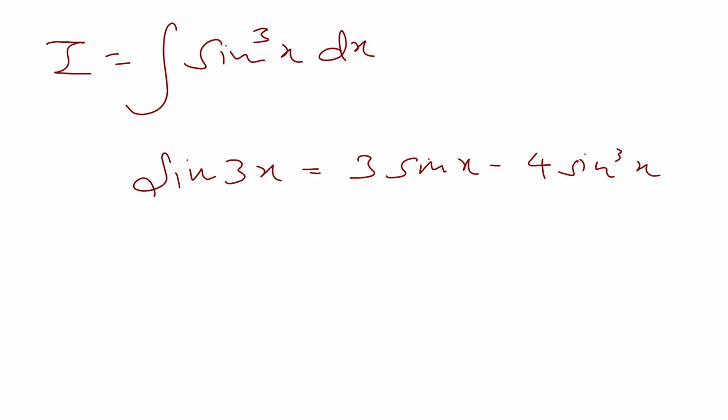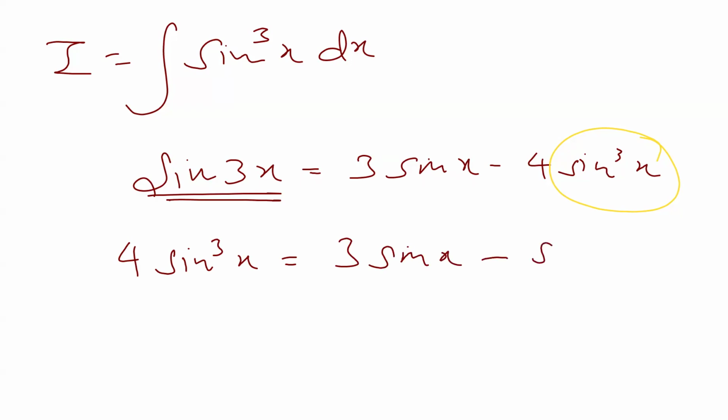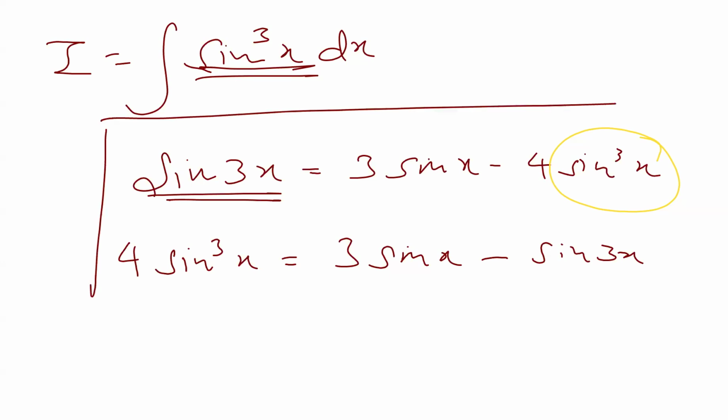Okay. Now from this we'll try to find out the value of sine cube x. For that reason, I'll shift this minus 4 sine cube x on the right hand side. I'll make it plus 4 sine cube x. And then this I'll shift to the left hand side: 3 sine x minus sine 3x. We are finding this out from the triple angle. Now is it clear? Yes or no? Okay. Just put this in a box.